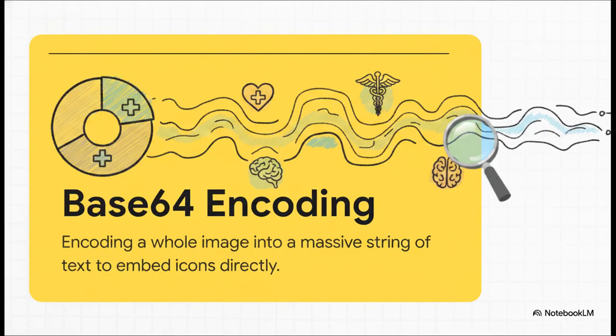Okay, want to make that chart look incredibly polished? Here's a neat technical trick: base 64 encoding. Sounds complicated, but it essentially just means taking a whole image and encoding it into a massive string of text.